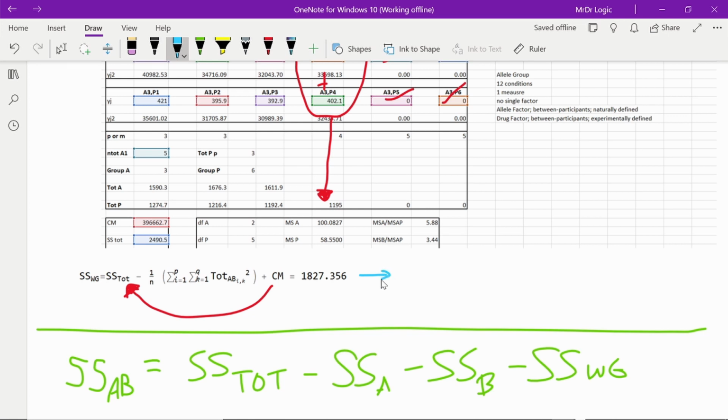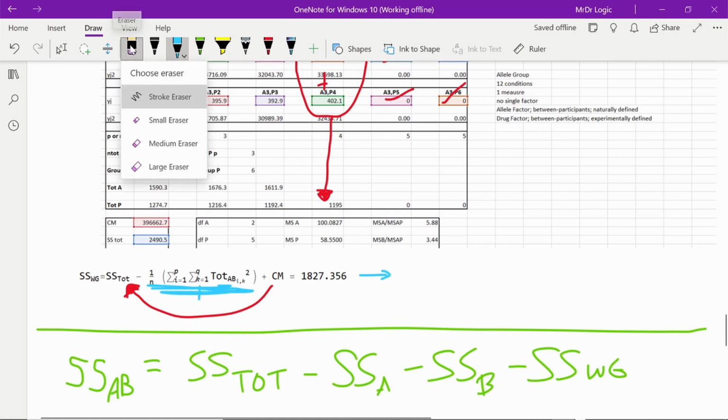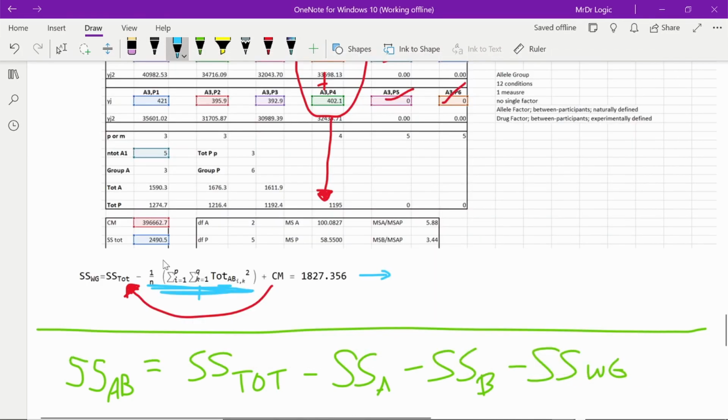So instead of following this particular formula as it instructs me, what I would do, I'm pretty sure I clicked eraser, choose erase. What is going on? Okay, there we go. Thank you. Okay. So what I did was I moved, so I would do the SST total plus CM minus all of this. Okay, so you get the idea.